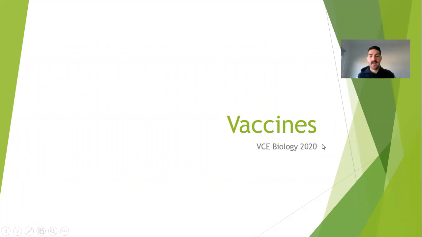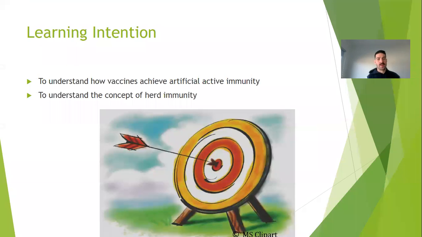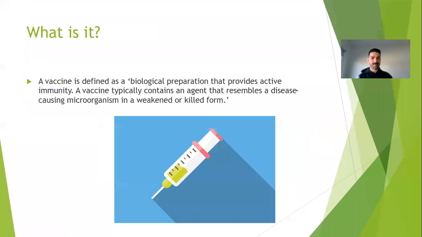Hey guys, so this video is on vaccines. It's part of our immunity unit and it follows on from the different types of immunity we looked at last week. So our learning intention is to understand how vaccines can achieve artificial active immunity. Again, it's touching on that last lesson we learned about, and to understand the concept of herd immunity.